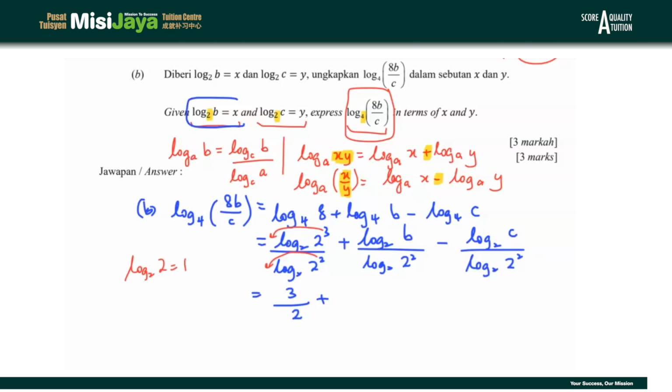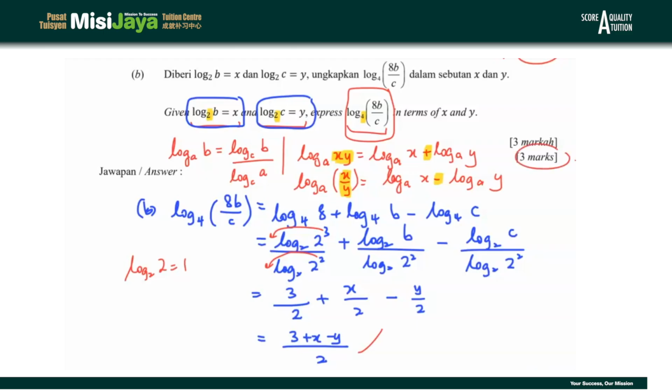So plus log 2 b. In the question, log 2 b is equal to x, right? So substitute x inside here, then over 2. Then minus log 2 c is equal to y, so minus y over 2. You can actually combine this under the same denominator, which is 3 plus x minus y, whole thing over 2. This is the final answer. And this question carries 3 marks.